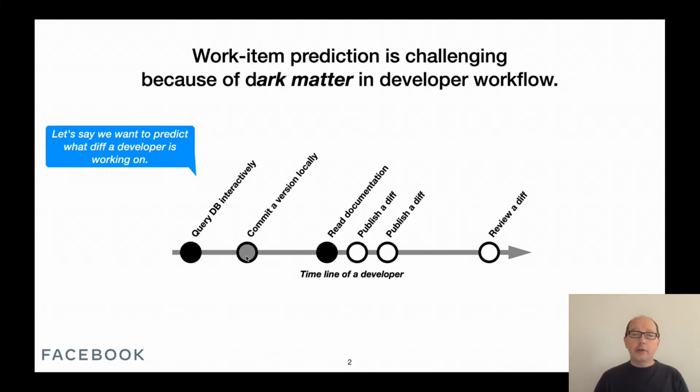And there's also kind of in-between situations, like when the developer commits a version locally, and there's maybe not even yet a diff out there, then we might need to make some effort to figure it out. But the really complicated situations are those like querying a database or reading documentation, where we don't have any obvious heuristic to figure out what diff the developer may be working on.